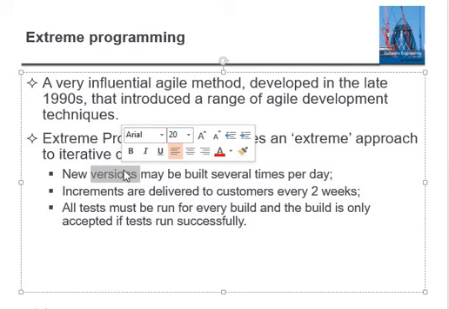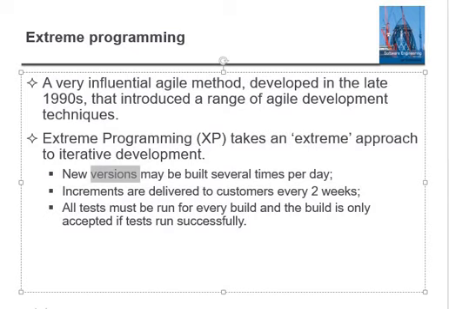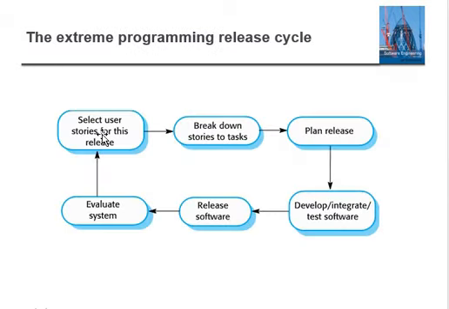So in the decided time, let's say after 5 days, we will give the product to the customer, and for every version we will test the product. Even for a small 5 lines of code change, we will test the product thoroughly. Once the test is passed, then we will move to the next phase, that is exactly extreme programming, XP. This is the flow: select user stories for this release, break down stories into tasks, plan release, develop and integrate and test the software, release the software, evaluate the system.